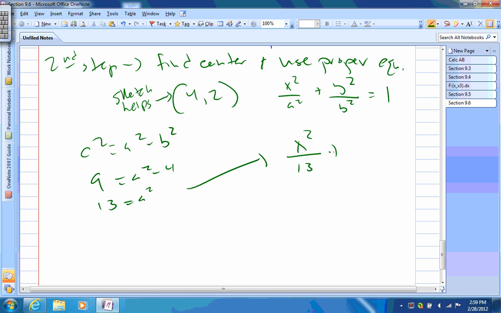X squared over 13 plus y squared over 4. Sorry. Terrible short-term memory there.